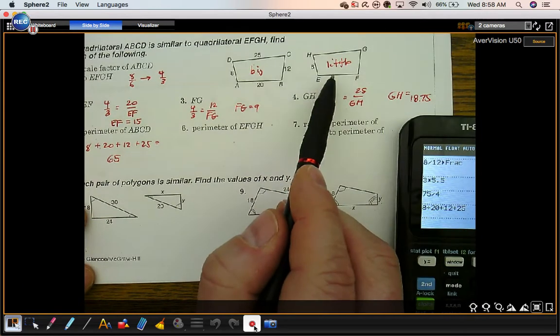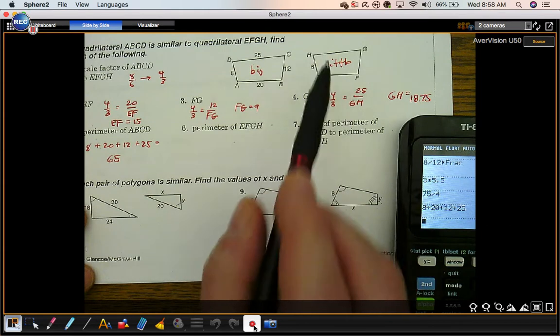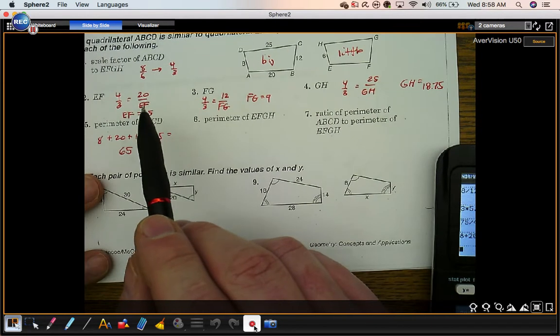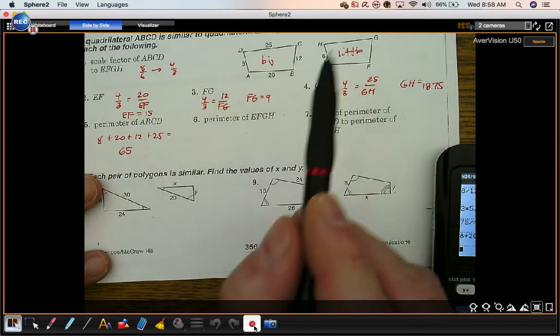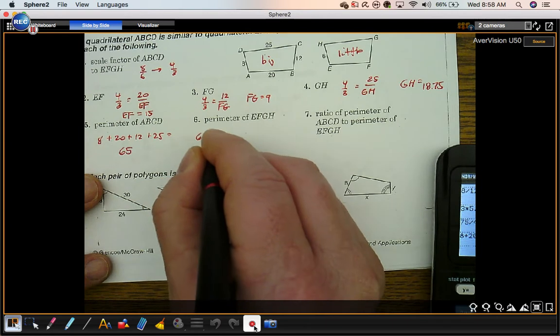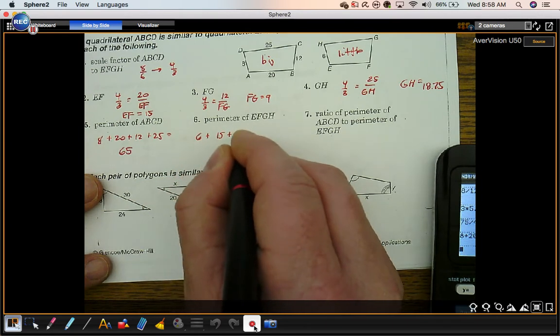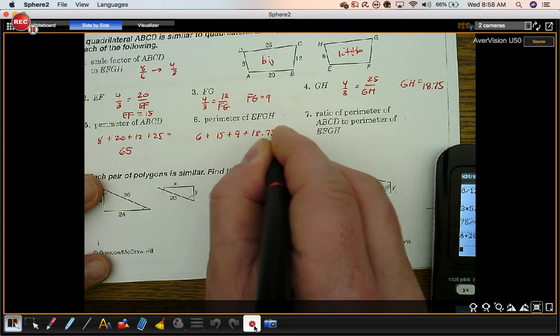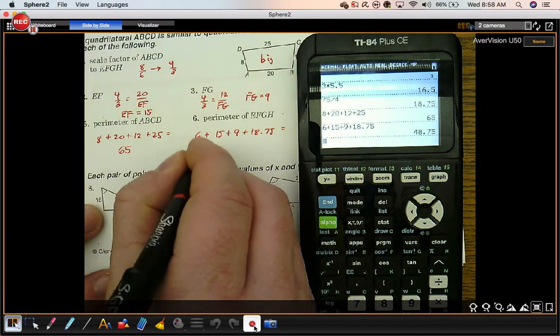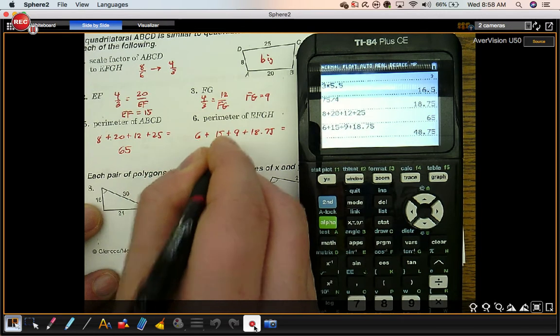Perimeter of this figure, we're going to add up those sides. Now, they're not written on here, but you could write them on here if you wanted to. It's obviously these other 3 answers, right? So we're going to add up 6, 15, 9, and then 18.75. We'll just type this in the calculator just to be safe. 6 plus 15 plus 9 plus 18.75 gives you 48.75.